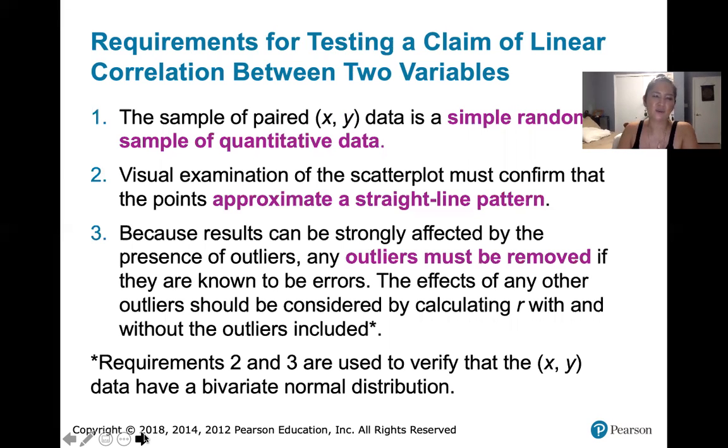Now, the second and third requirements are being used to verify that the XY pairs have a bivariate normal distribution. That just means that when one of the variables is held constant, the other variable has a normal distribution. That is pretty difficult to check in practice. So rather than checking that, we're checking requirement number 2 and requirement number 3. If requirements 2 and 3 are met, then we can assume that the XY data have a bivariate normal distribution.